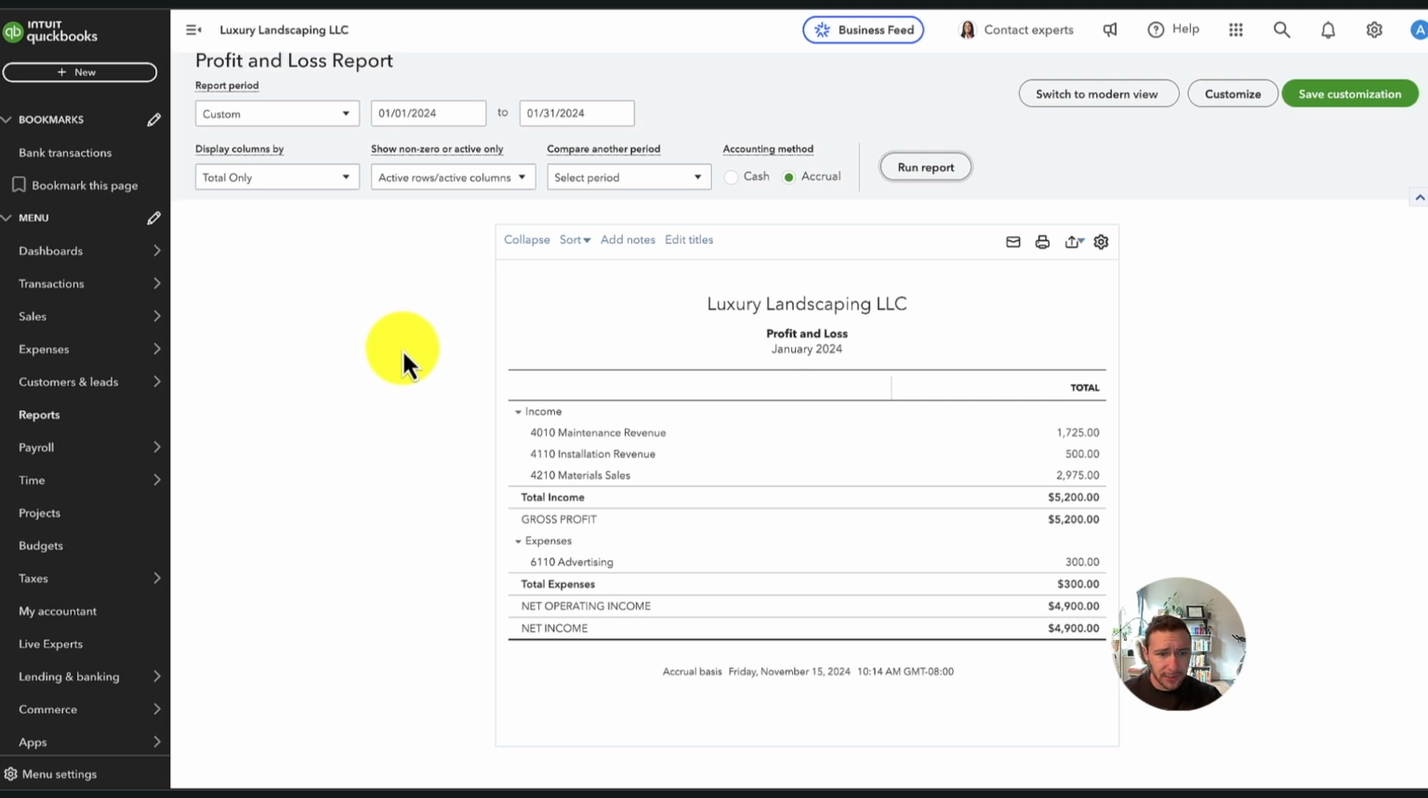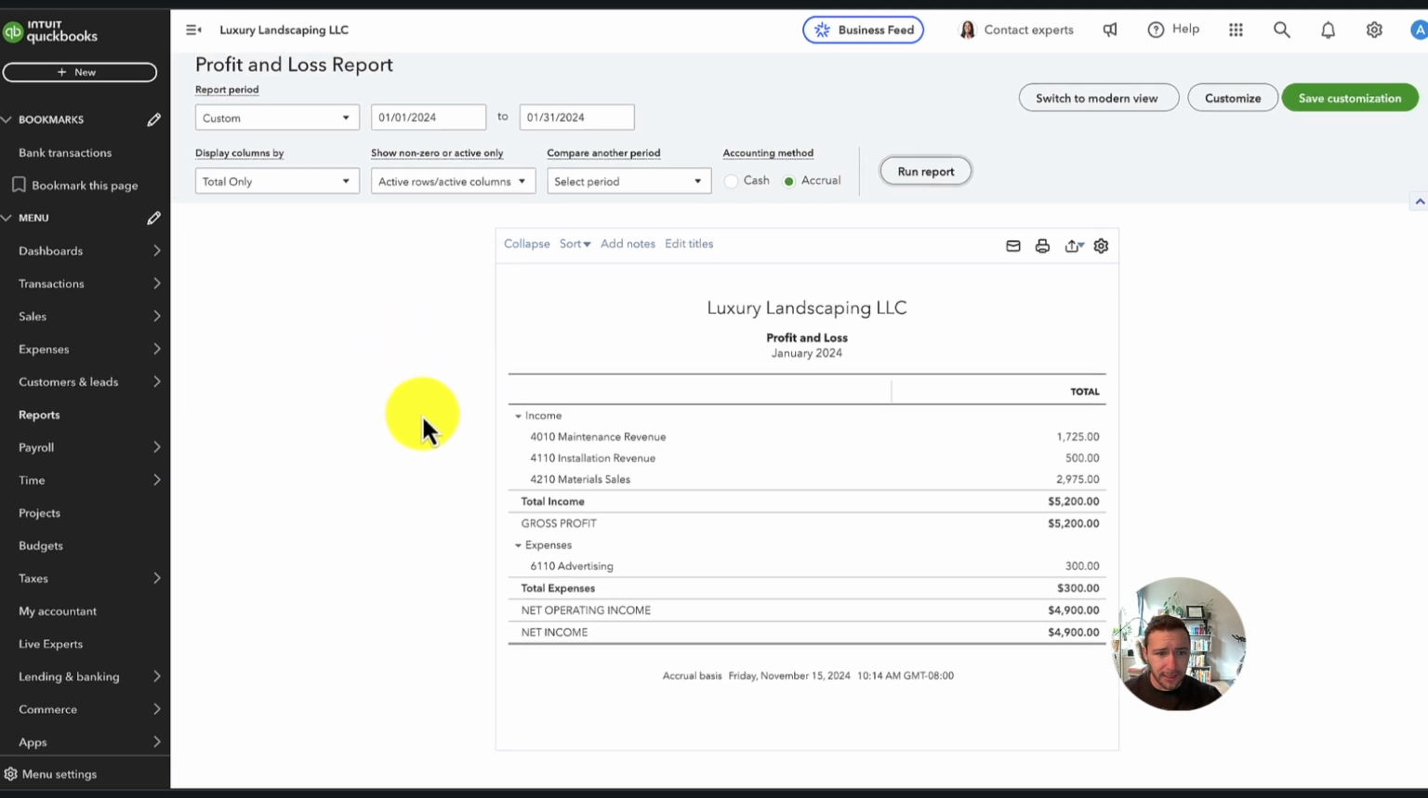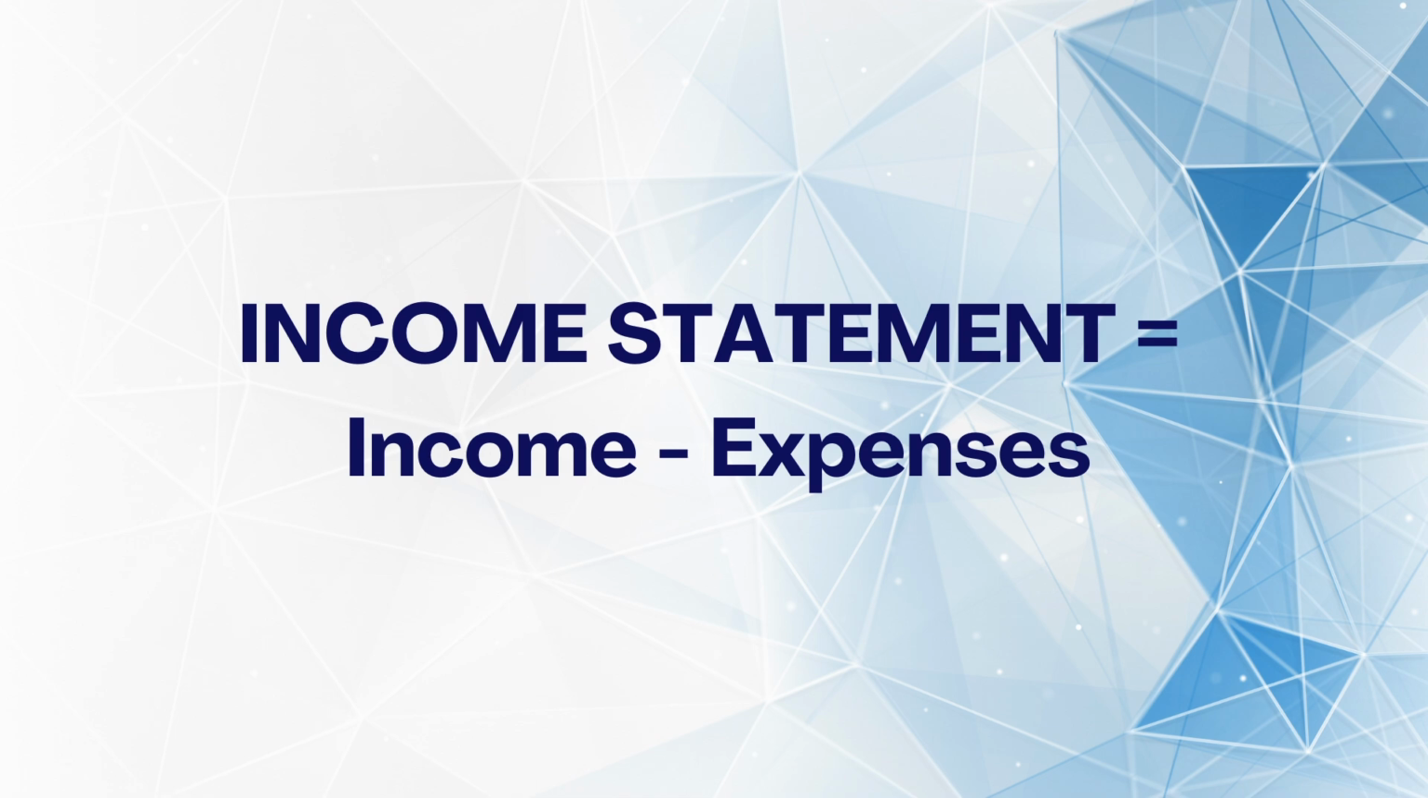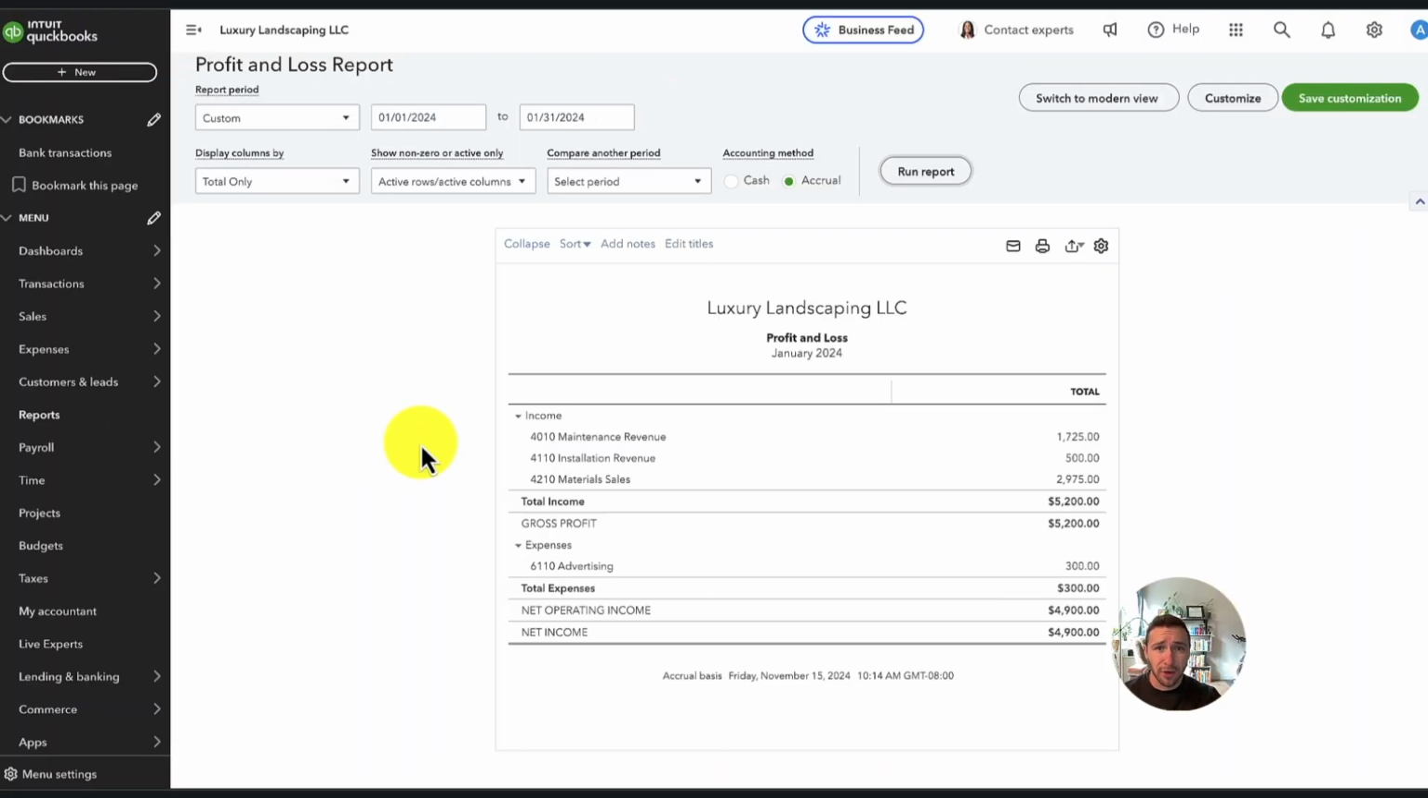And here you'll see there are a couple of main sections. There's income and expenses. Your profit and loss at the end of the month is the simple equation of income minus expenses. After you take everything you earned for that period of time and you subtract everything the business spent in that period of time, then you'll see your bottom line, which will be your final profit or your final loss for that period.